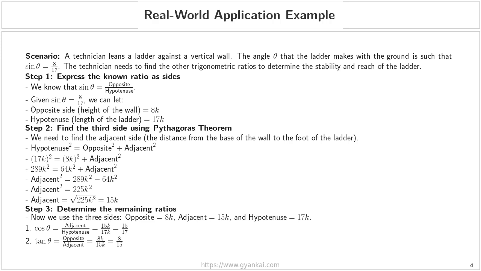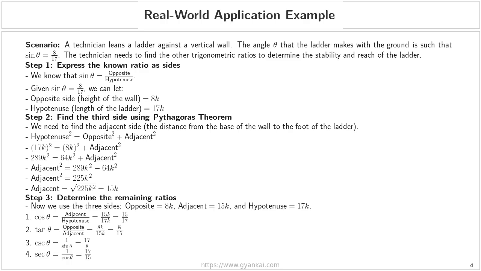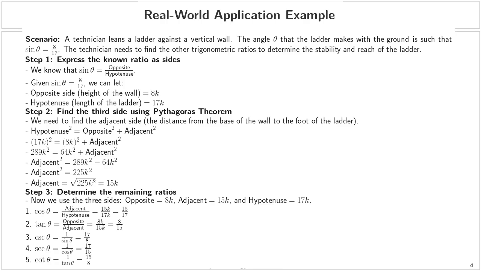Second, tangent theta is opposite over adjacent, which is 8k over 15k, simplifying to 8 over 15. Third, cosecant theta is the reciprocal of sine, so it becomes 17 over 8. Fourth, secant theta is the reciprocal of cosine, giving us 17 over 15. And finally, cotangent theta is the reciprocal of tangent, which results in 15 over 8. As you can see, once we found that third side, all the other ratios fell into place perfectly.